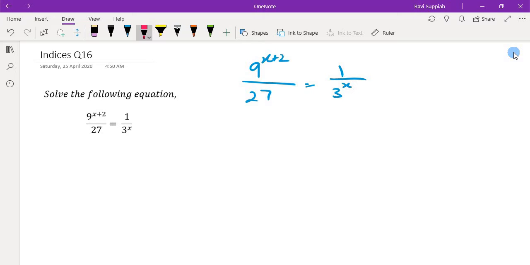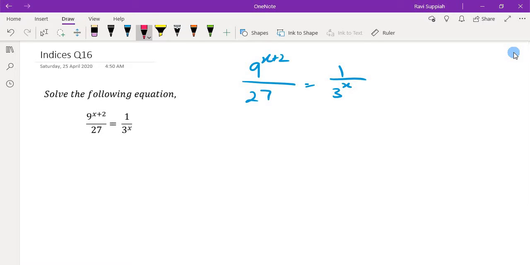everything has to be in the base of 3, because we have 3 to the power of x here, and 9 is 3 squared, and 27 is 3 cubed, correct? So definitely, with some practice and getting familiar with the numbers, when you look at it, you can make an intelligent guess what the base is supposed to be. All right, so let's work towards that.